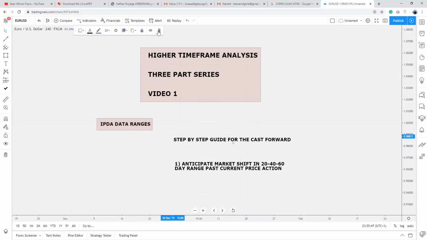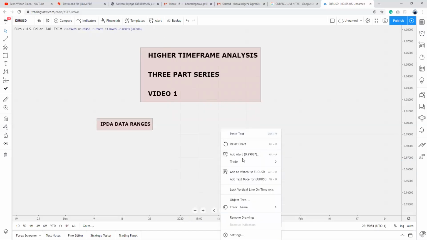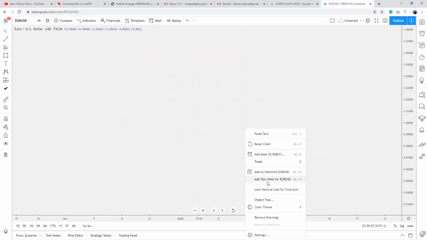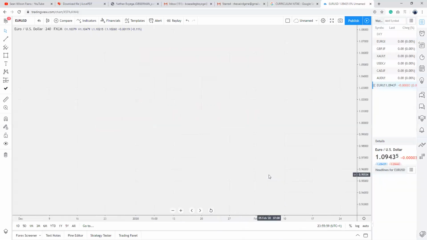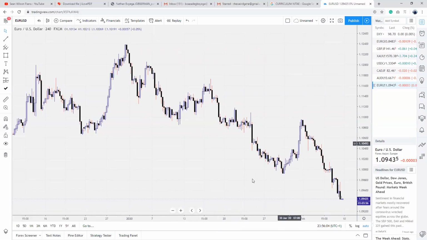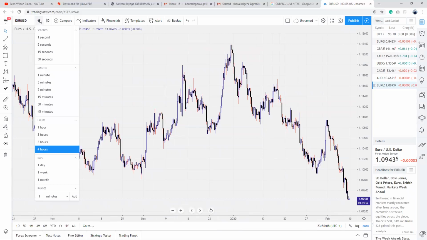What I'm actually going to do now is draw up a live example of what I mean, or how to utilize IPDA data ranges. So we're going to reset the charts here. We're going to go to daily time frame. Let's look at what price is doing. We're setting the charts there. Go to your daily.